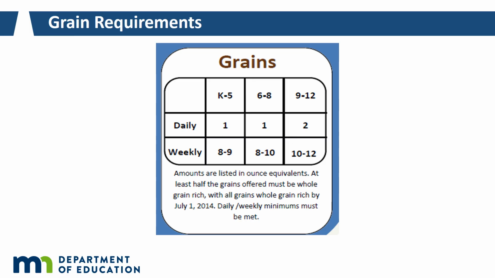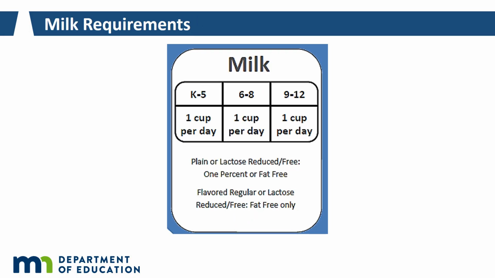For grains, students in grades K through 8 must be offered 1 ounce equivalent of grain each day, and students in grades 9 through 12 must be offered 2 ounce equivalents of grain each day. And for milk, all students must be offered at least 2 types of fluid milk each day in an 8 ounce portion. The milk types offered must be fat-free plain, fat-free flavored, or low-fat plain.